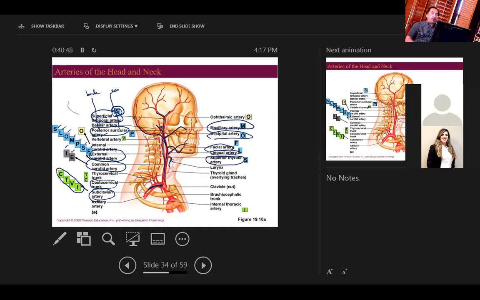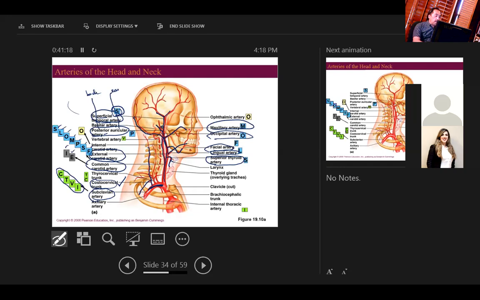So I should find a branch of the subclavian artery that goes to the neck and to the rib, and that's going to be my costocervical trunk. So if I take a branch that goes to the neck and the rib, that is the costocervical trunk. Now, again, what is T?